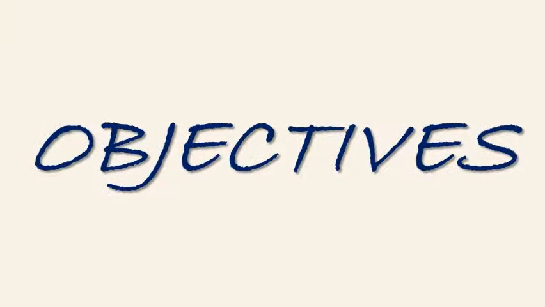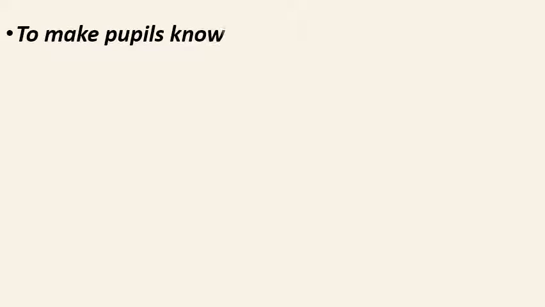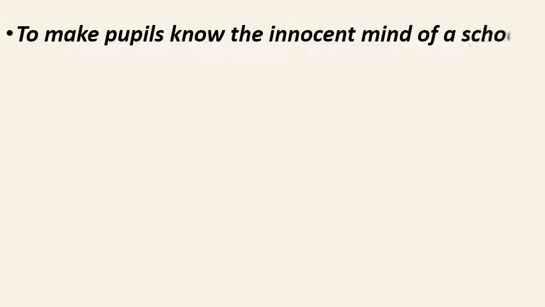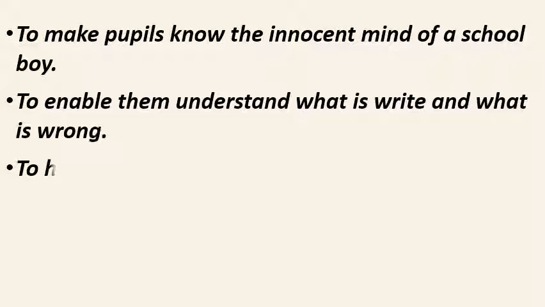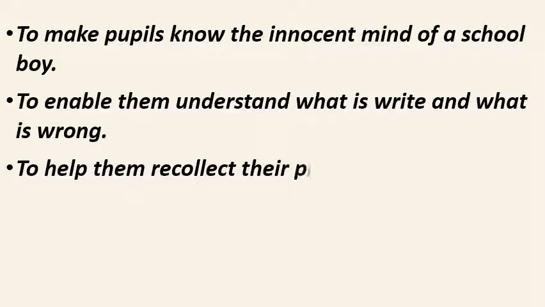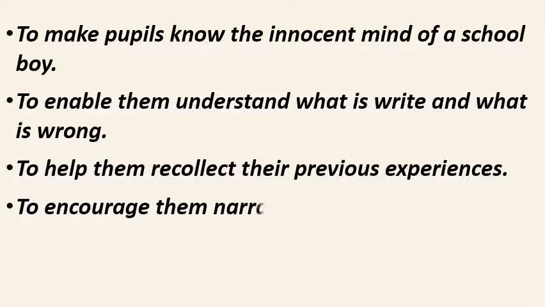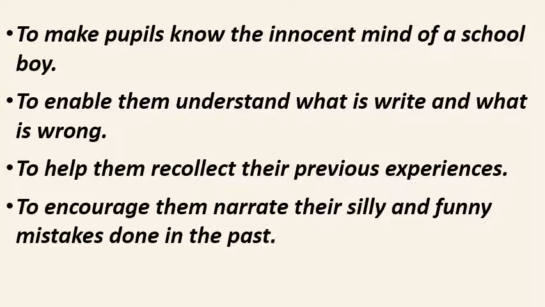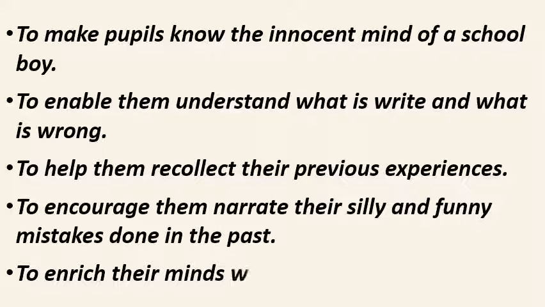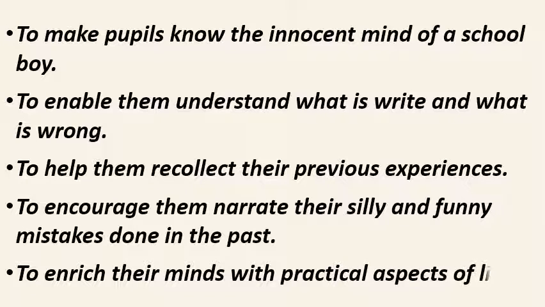Before we start reading the chapter in detail, first of all let's see what are the main objectives of this chapter. Number 1, to make pupils know the innocent mind of a schoolboy. Number 2, to enable them to understand what is right and what is wrong. Number 3, to help them recollect their previous experiences. Number 4, to encourage them to narrate their silly and funny mistakes done in the past. Number 5, to enrich their minds with practical aspects of life.